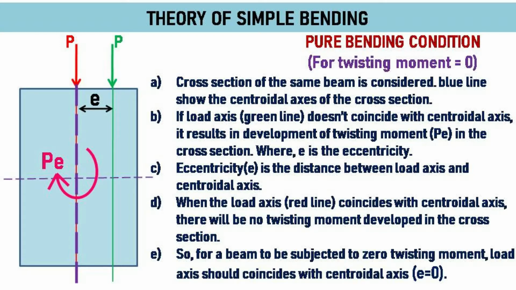in the cross-section. Eccentricity is the distance between load axis and centroidal axis. Centroidal axis is shown in blue color and load axis in green color. So, for zero eccentricity, apply load through the centroidal axis, shown in red color.